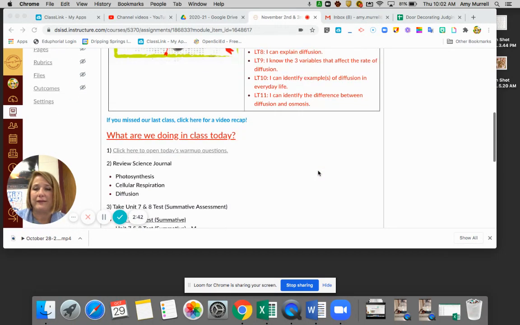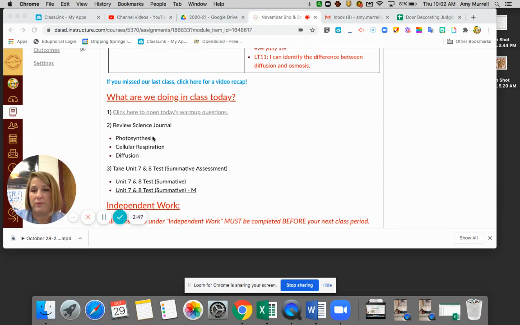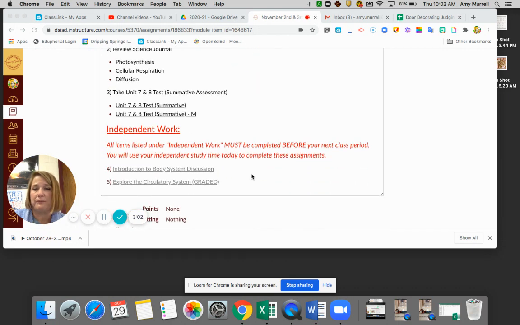So in class today, we did our warm-up questions. We went through our science journal together. We reviewed photosynthesis. We reviewed cellular respiration. We reviewed diffusion because you had a test. The Unit 7 test is a summative grade. When we were finished with the test, we introduced body systems, because body systems are our next big unit. So we had you contribute to a discussion about body systems to get you thinking about it.